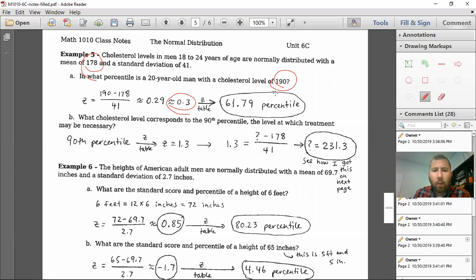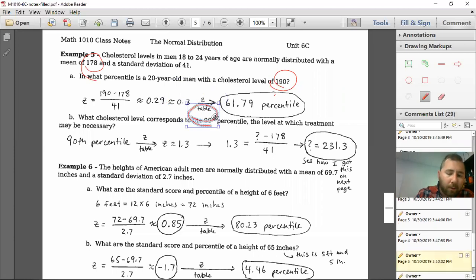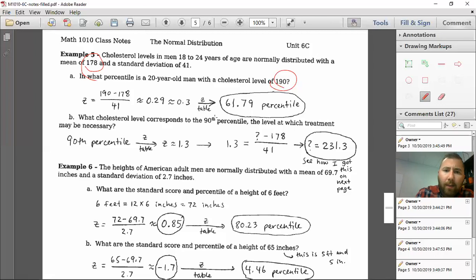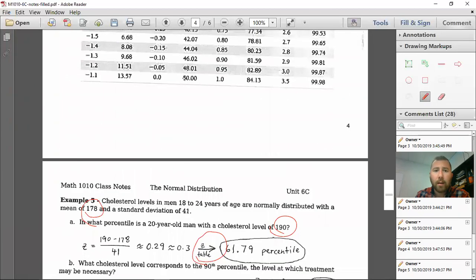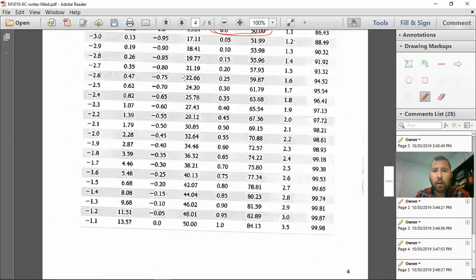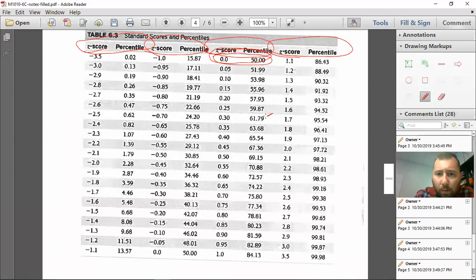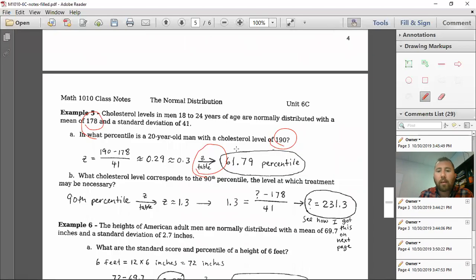Okay, so let's go look that up in the z-table. You'll see a lot of these z-table arrows. It means that I'm looking up the score now. So I have a score of 0.3. Let's go to our table. There's where we're at. So this corresponds to the 61st and some change percentile. Almost the 62nd percentile.